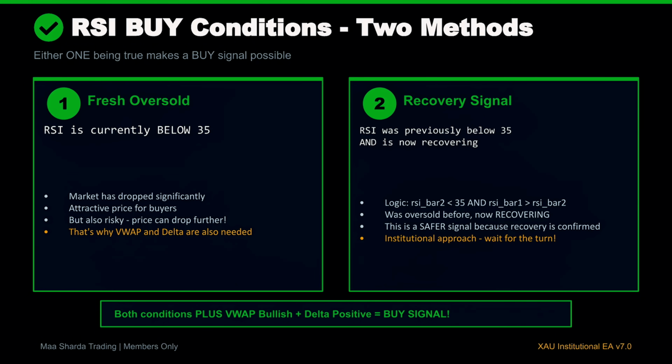There are 2 methods for RSI buy conditions: fresh oversold, where RSI is currently below 35, or a recovery signal, where RSI was previously below 35 and is now recovering. Both conditions require a VWAP bullish trend and delta positive to generate a valid buy signal.